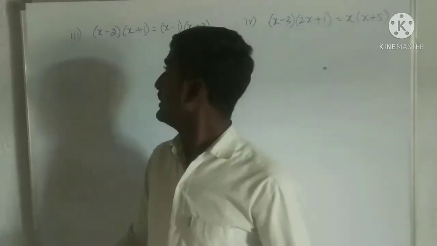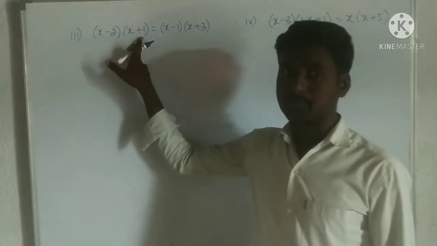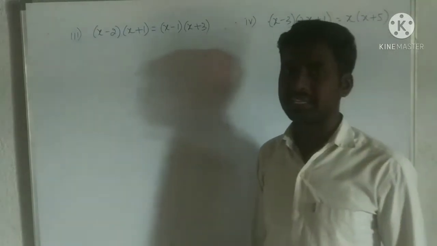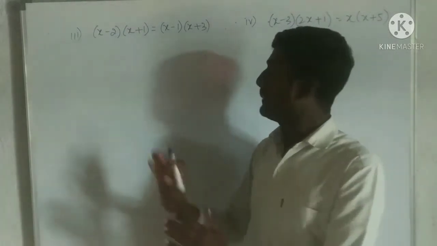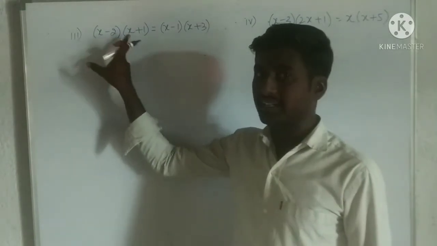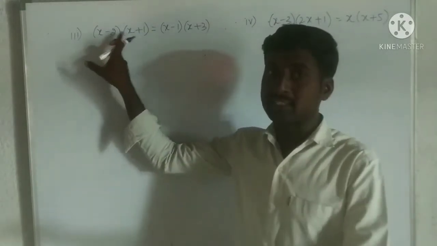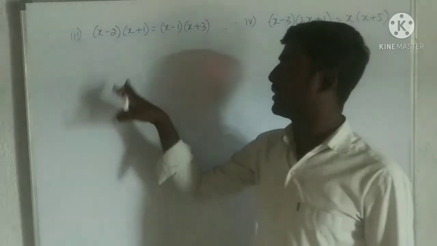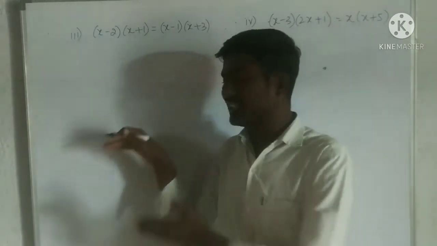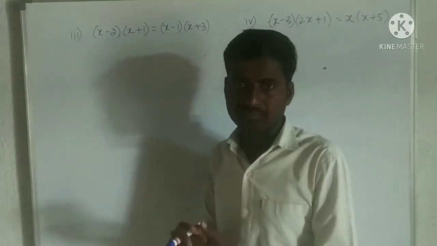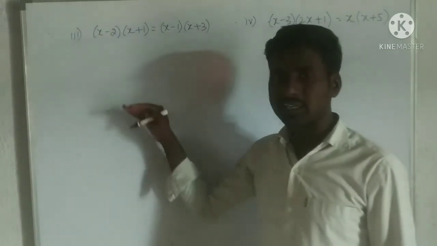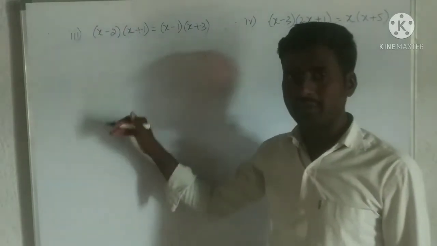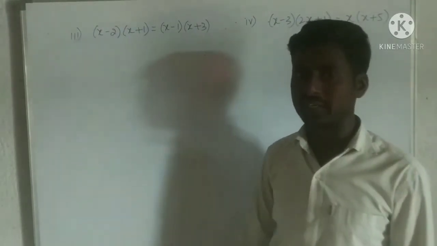What is this? x minus 2 into x plus 1 is equal to x minus 1 into x plus 3. After multiplying the LHS, you get an x square term. In the RHS also an x square term will come. So x square will get cancelled. At the end we are not getting an x square term, therefore it is not a quadratic equation. We can say it. Otherwise you simplify it first, then you can give the answer for it.